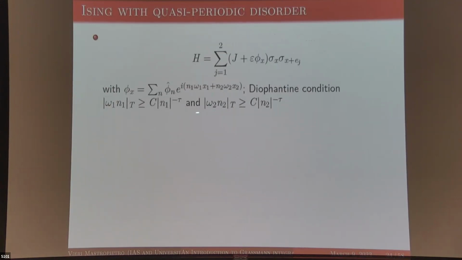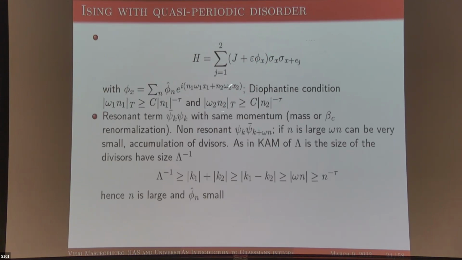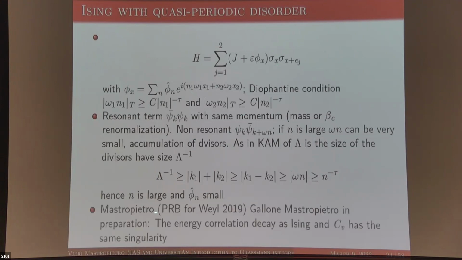Maybe I can mention another result. You can even add a quasi-periodic disorder, for instance. This is a very recent result. You can add it to the Ising model, and then you can impose some Diophantine condition on this. This is similar to KAM now. You have a Diophantine condition on the frequencies. Then you use the fact that you can prove by inequalities like this that the interaction is irrelevant. In fact, there is a paper by Grassmann and Mastropietro in preparation in which we prove that this perturbation doesn't change the exponents. This is more or less the result.